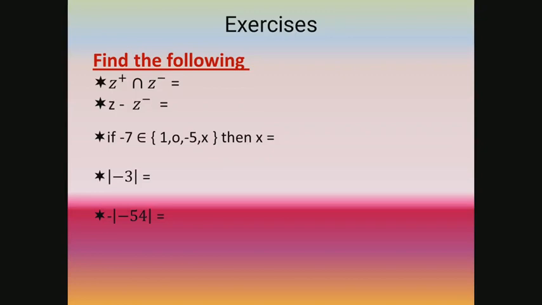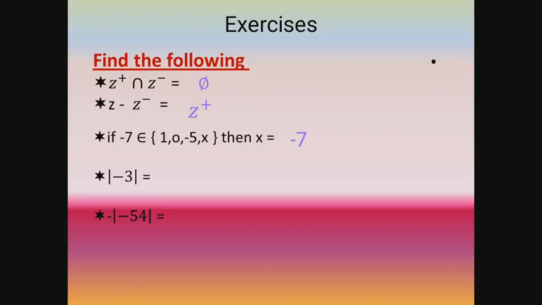We have some exercises. Find the following. Number 1: Z plus intersection Z negative; Z minus Z negative. If negative 7 belongs to {1, 0, negative 5, x}, then x is equal to what? The absolute value of negative 3 is equal to what? And negative absolute value of negative 54 is equal to what?